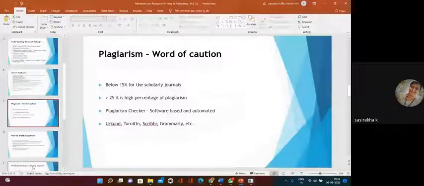A high percentage of plagiarism means it will never be accepted in any of these scholarly journals. And if it is less than 50%, then reviewers will give you comments, and if we carry out the corrections, we would have a chance as researchers to resubmit within the stipulated time. That is one way of getting our paper published in a high impact journal. So plagiarism plays a very, very vital role. Nowadays, there are several plagiarism checkers. A plagiarism checker is not manual, it is software based and automated.